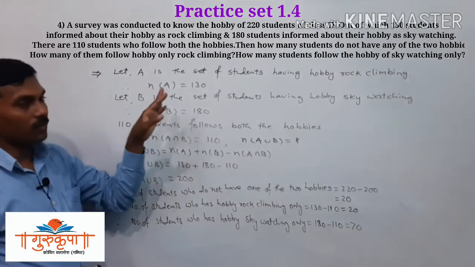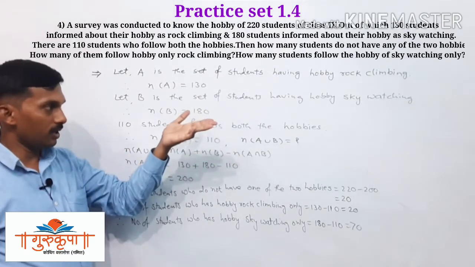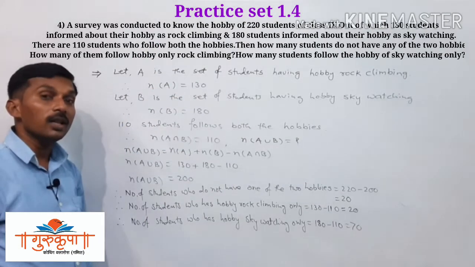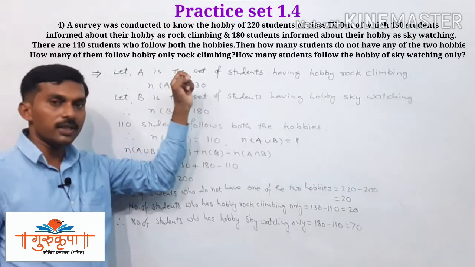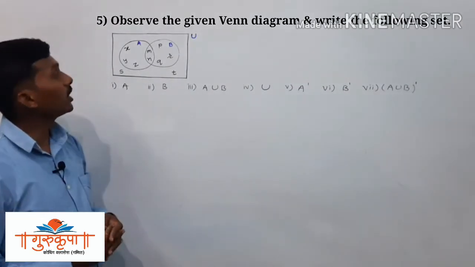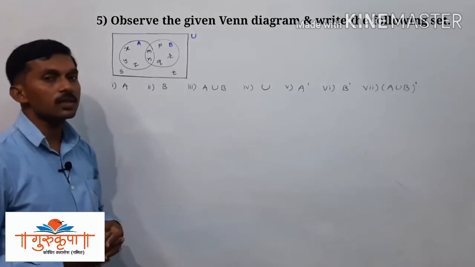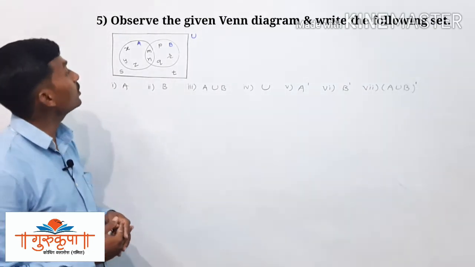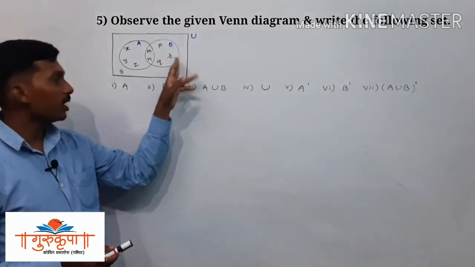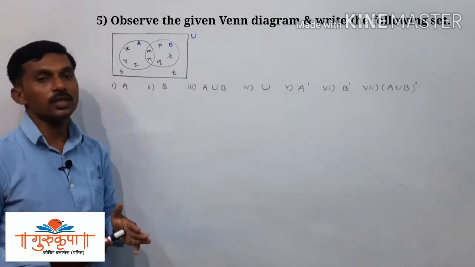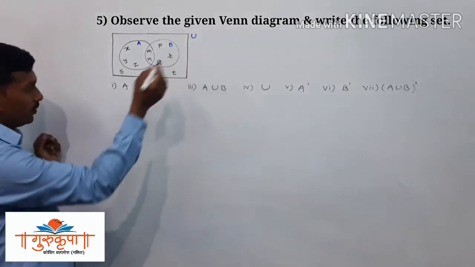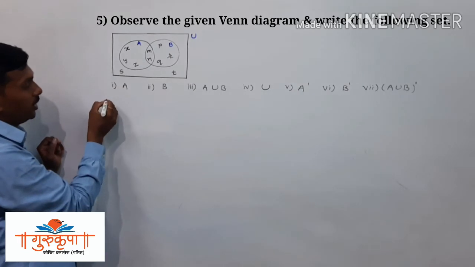Now after this we have to take the next question, that is question number 5 from the practice set 1.4, which is the last question from this practice set 1.4. Question number 5, observe the given Venn diagram and write the following sets. We have given a Venn diagram here and we have to write all these 7 sets by observing this diagram, by the observation only. The first set which we have to write, that is set A.